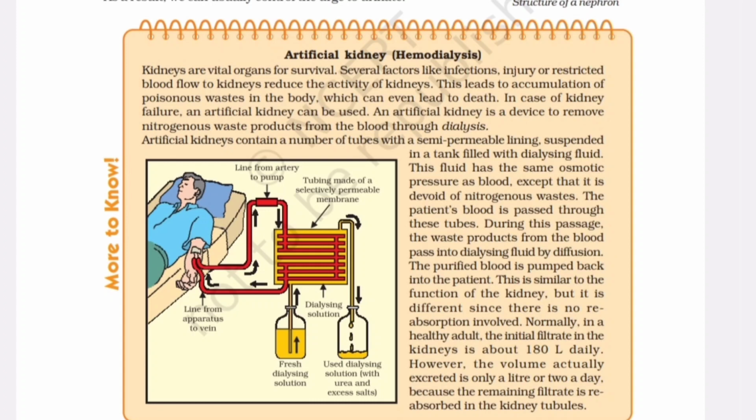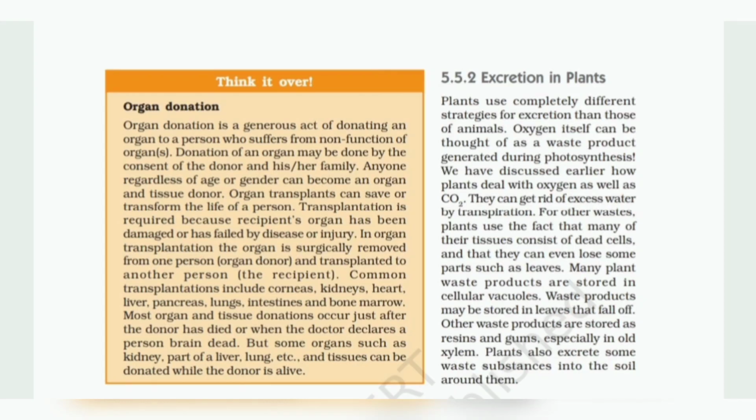During this passage, the waste products from the blood pass into dialyzing fluid by diffusion. The purified blood is pumped back into the patient. This is similar to the function of the kidney, but it is different since there is no reabsorption involved. Normally, in a healthy adult, the initial filtrate in the kidneys is about 180 L daily. However, the volume actually excreted is only a liter or 2 a day, because the remaining filtrate is reabsorbed in the kidney tubules.